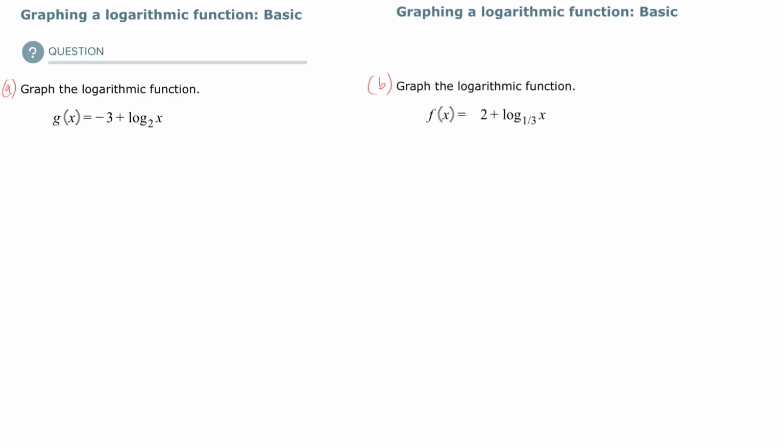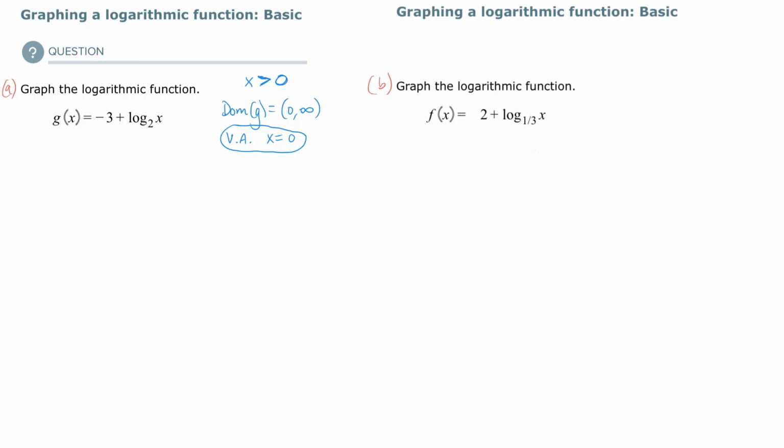Notice the domain here is that x has to be greater than 0. We can only take the log of positive numbers. So the domain of g is simply 0 to infinity. And that also tells you your vertical asymptote. Your vertical asymptote is actually x equals 0. So let's circle that. We're going to need that anyway.